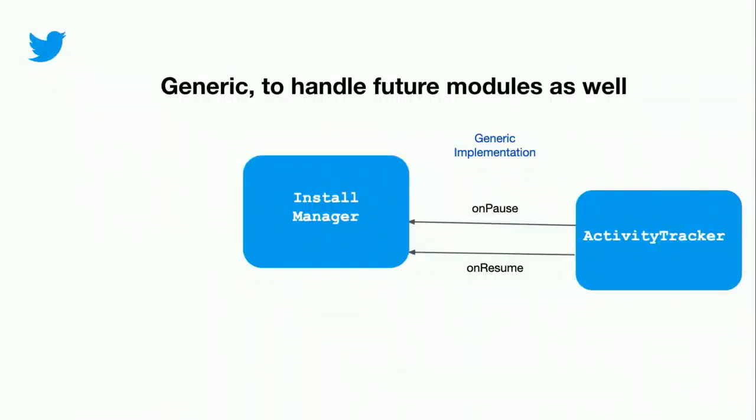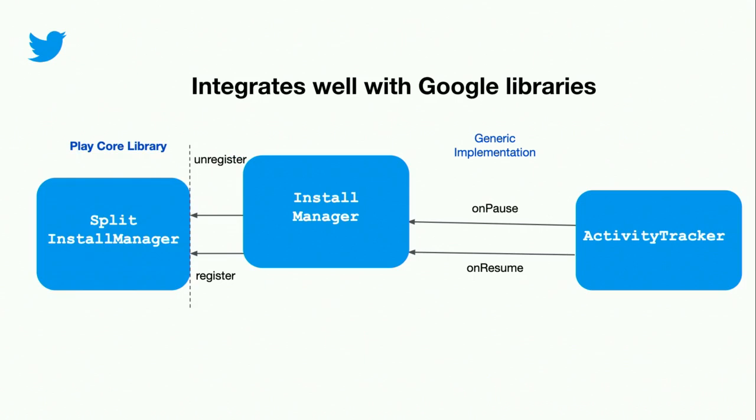It's basically the same. We check what is going on in the screens, whether the screen is paused or resumed, and then pass those states to the installation manager. This installation manager gives us a generic implementation ready to pass to the library, which is the Play Core library, using the split install manager. When it's resumed, we register, and then we are ready to use the installation for the Play Core library.